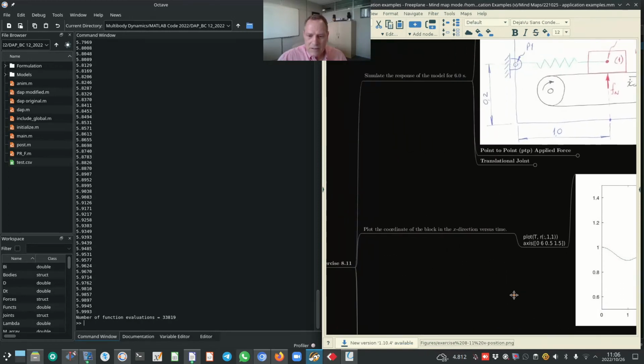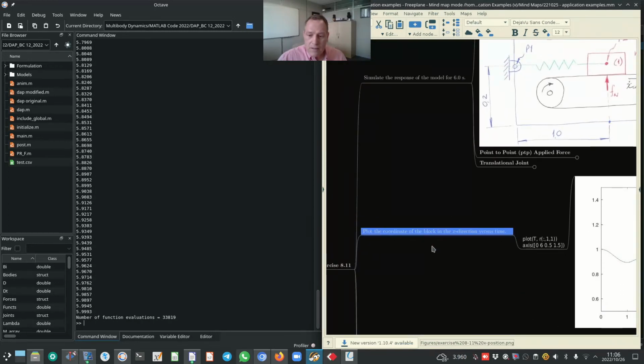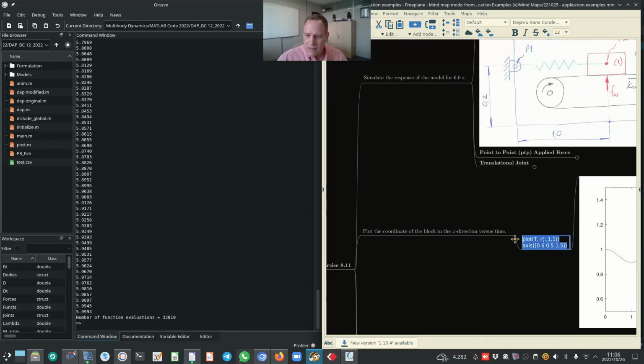The next task is for us to plot the coordinate of the block in the x direction versus time. The commands that I recommend we use are shown here on the screen on the right hand side. I just want to copy that. Before I run the commands, you must run the abbreviation POST for post-processing, and then we can plot the results.